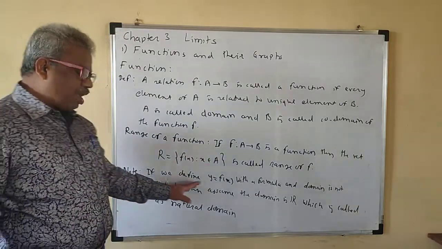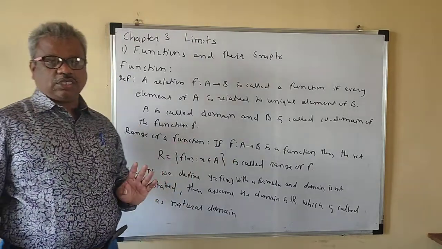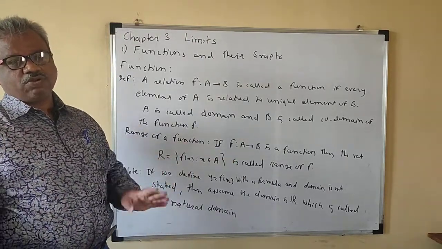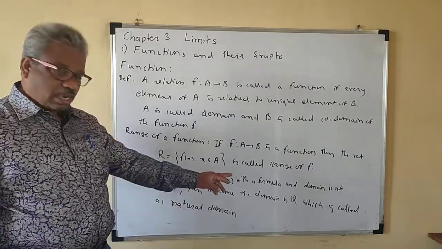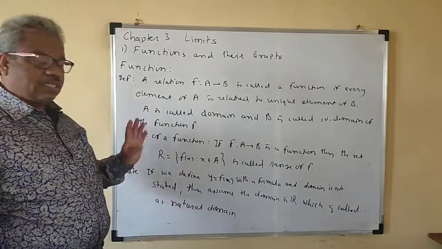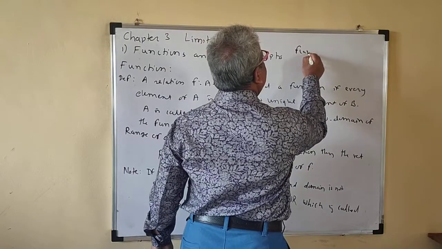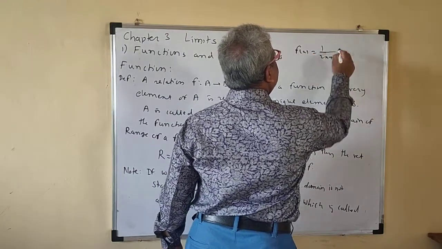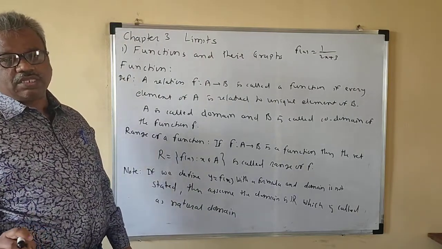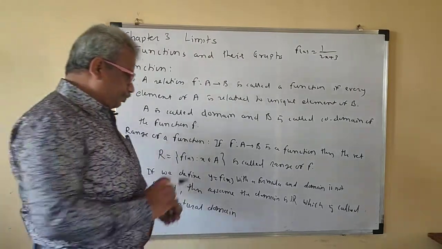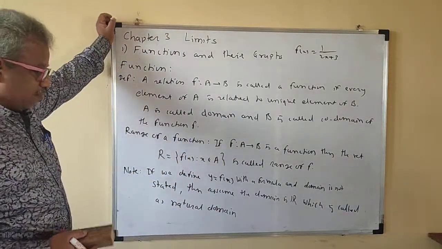Okay. So now suppose we have defined some f(x) = 1/(2x), like this. The domain is not specified here, so we have to assume that the domain is the set of real numbers, the set R. The set of real numbers is called the natural domain. So if you define f(x) = 1/(2x + 3), the domain is not mentioned, so you have to assume that the domain is the set of real numbers.